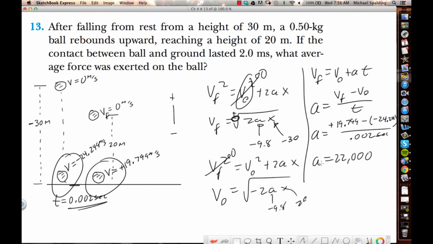Okay? Now, we can solve it. What's the net force going to be? F net equals ma. Here's your a. What's the m? 0.5. So you get a net force of 11,000.